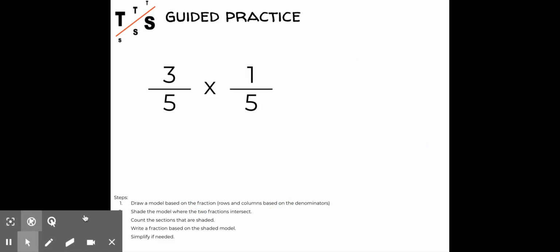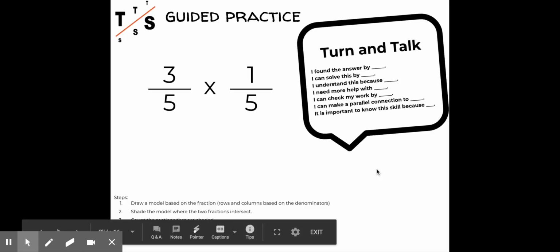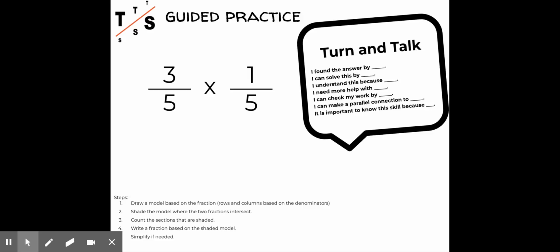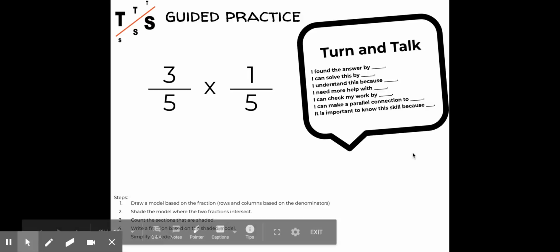Let's talk about it. So I could say I can check my work by looking at my model and making sure that I have the correct number of rows and columns and that I counted the shaded sections correctly.